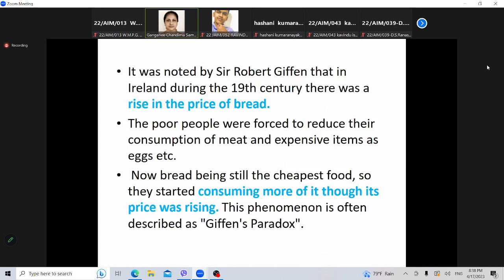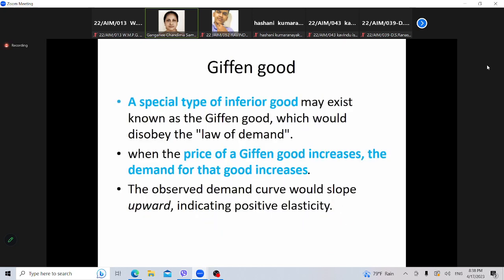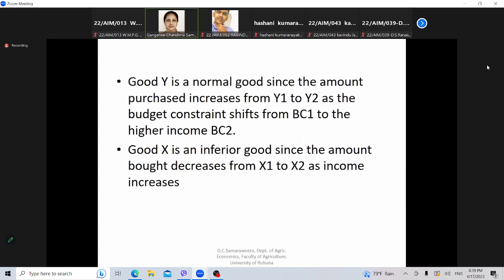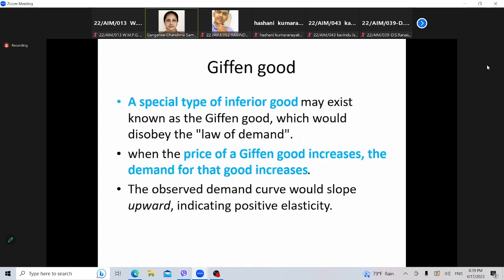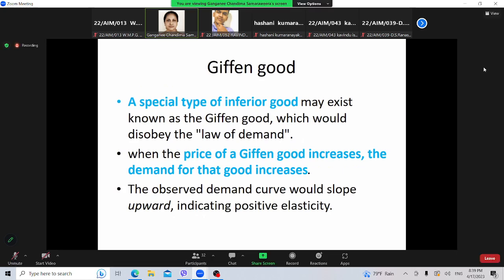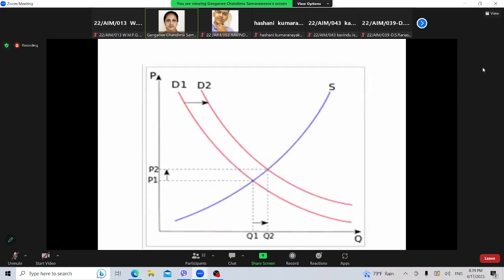So here we discussed Giffen goods, one type of inferior good, because we explained that with an inferior good, when income increases, the amount purchased decreases. But in the case of a Giffen good, when the price of a particular good increases, the demand also increases. So here you can observe it more clearly.